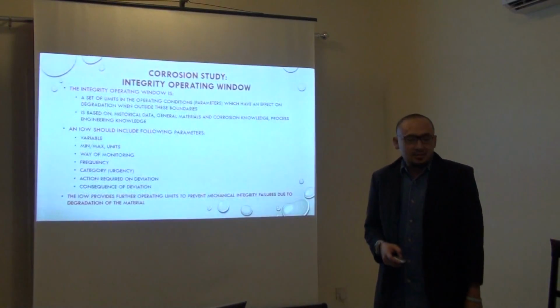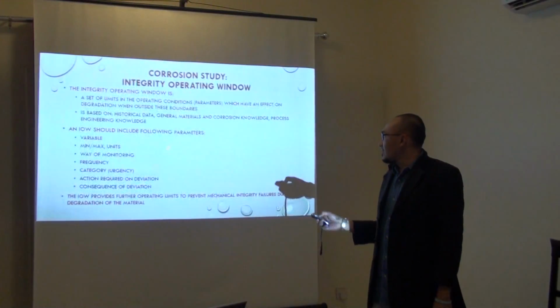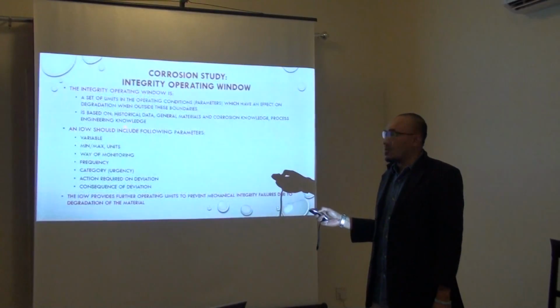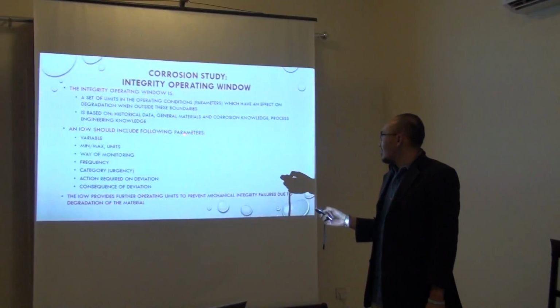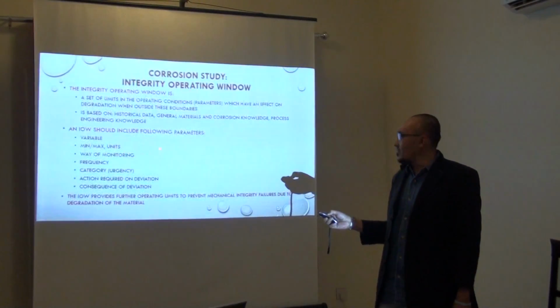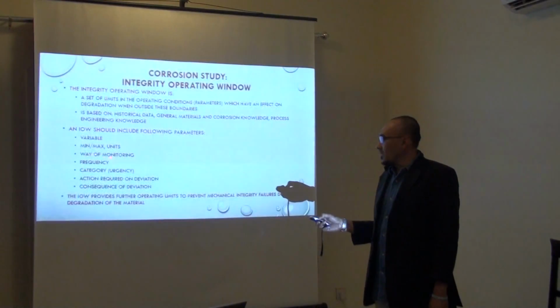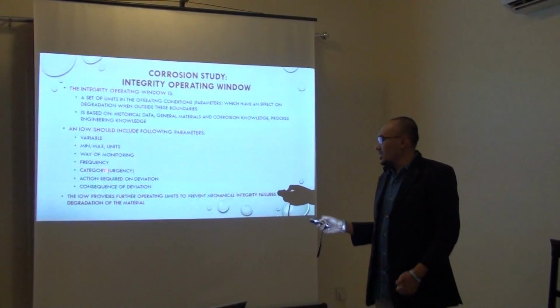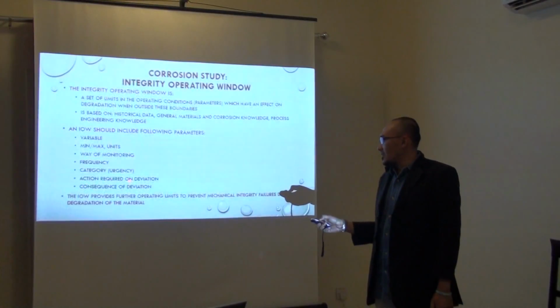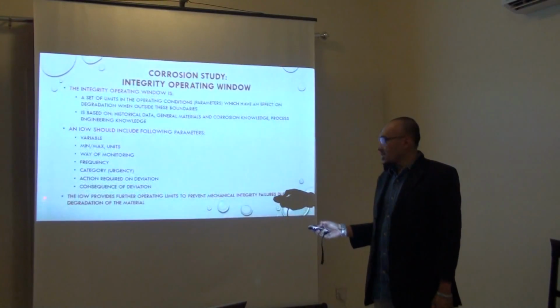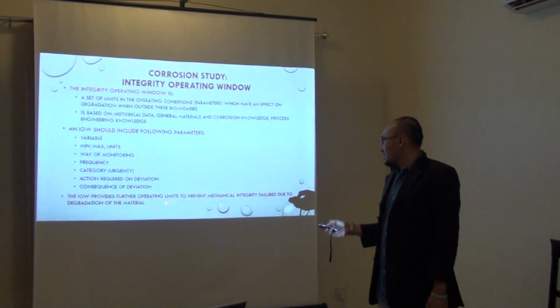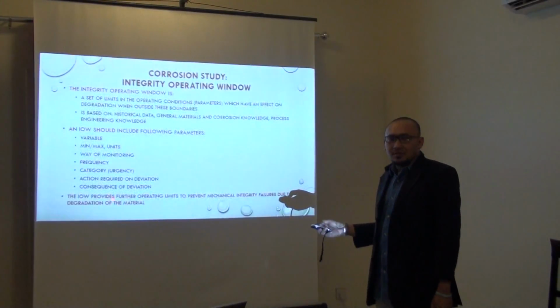In the corrosion study, we have the integrity operating window, which contains the limits of the operating condition based on historical data, general material and corrosion knowledge, and the process engineering point of view. The IOW should also include the following parameters: variable, minimum and maximum unit, way of monitoring, frequency, category, action required on deviation, and consequence of deviation. And finally, the IOW provides further operating limits to prevent mechanical integrity failure due to degradation of the material.